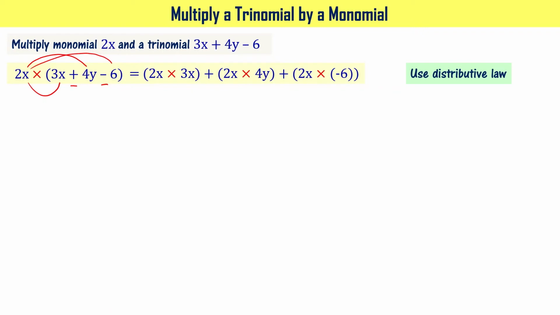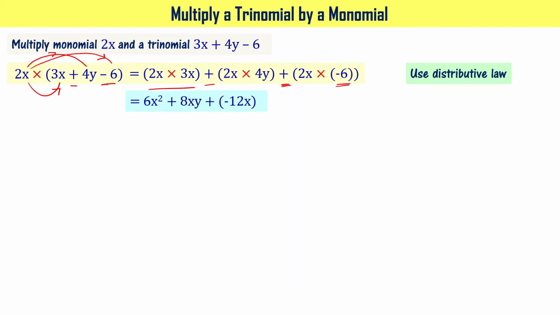2x times 3x, that is the first one. The second one is 2x times 4y. The third one is 2x times minus 6. And I have kept the plus sign in between, right? Because I have written this minus 6 as plus times minus 6. Please note this.